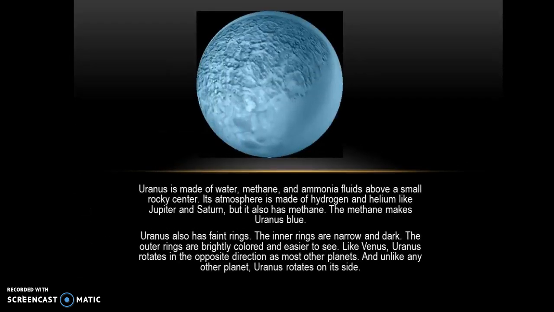Next would be Uranus. Uranus is made up of water, methane, and ammonia fluids above a small rocky center. Its atmosphere is made of hydrogen and helium like Jupiter and Saturn, but it also has methane. The methane is what makes Uranus look blue. Uranus also has faint rings.